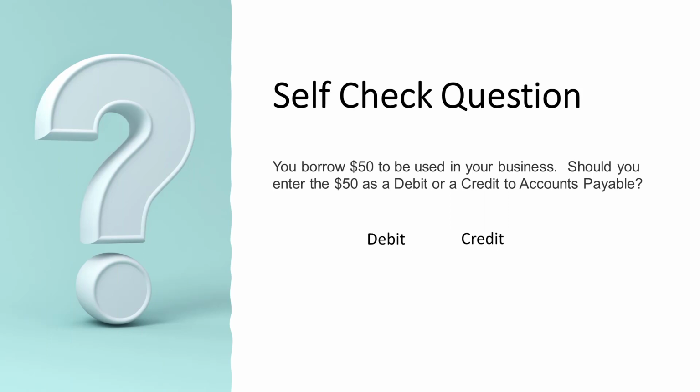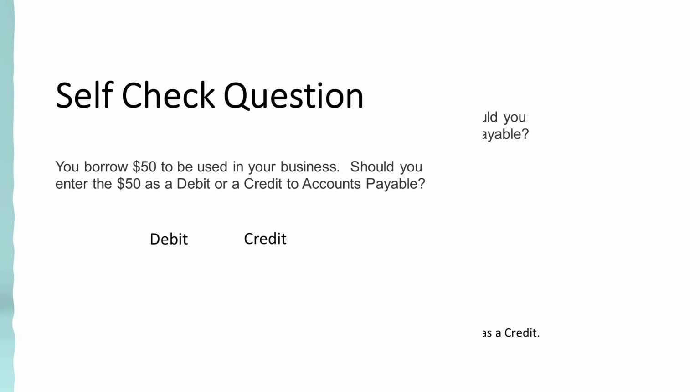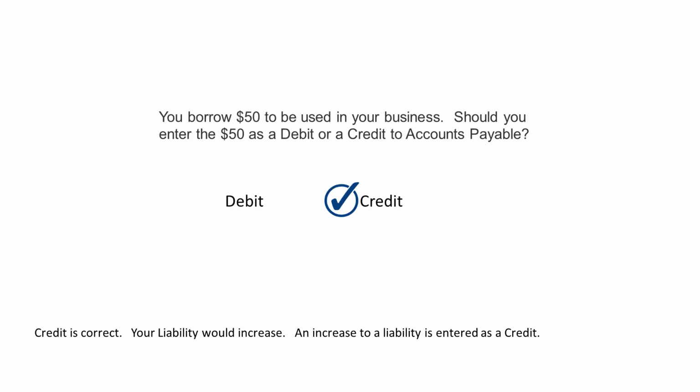You borrow $50 to be used in your business. Should you enter the $50 as a debit or a credit to accounts payable? The answer is credit. Your liability would increase. An increase to a liability is entered as a credit.